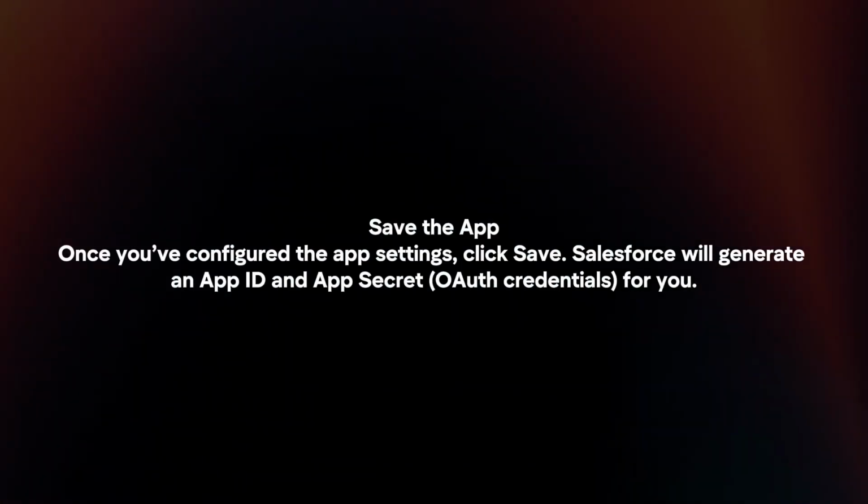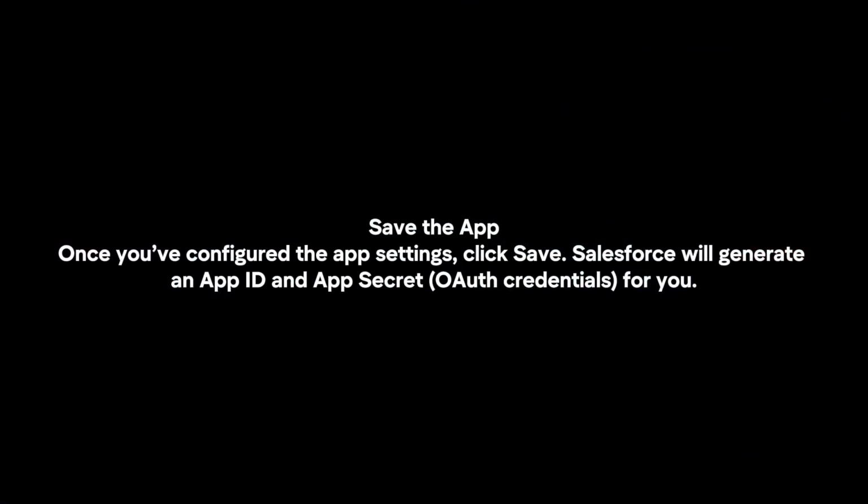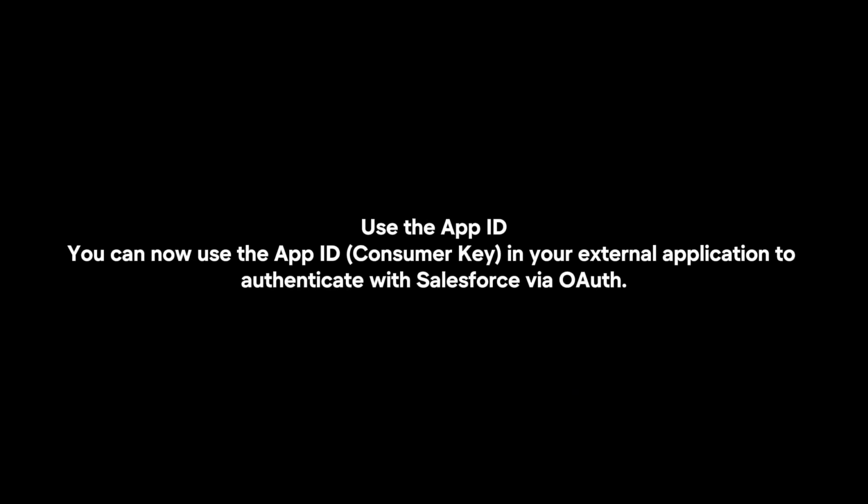Save the app. Once you've configured the app settings, click Save. Salesforce will generate an app ID and app secret for you. Use the app ID. You can now use the app ID in your external application to authenticate with Salesforce via OAuth.